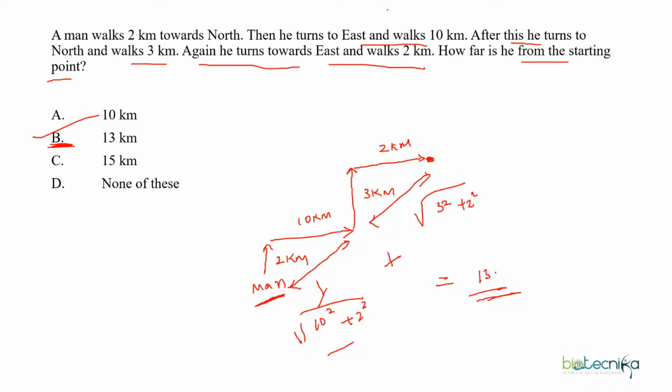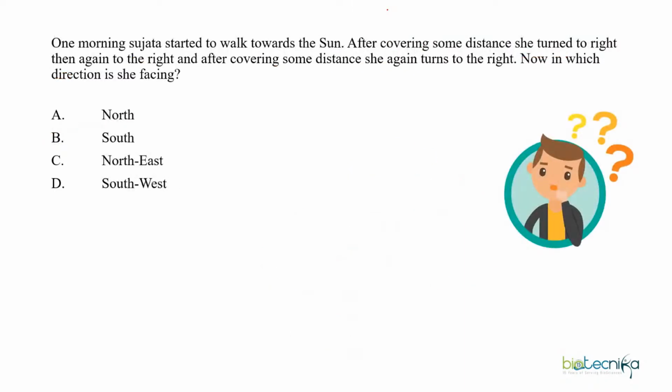Now let's move on to the next question. So next question it says one morning Sujata walked towards sun. ठीक है, अब देखो यहाँ पर बोल रहा है सुजाता started to walk towards sun. वो सन की तरफ वॉक की and after covering some distance she turns right, then again to the right, and after covering some distance she again turns to right. Now in which direction is she facing?